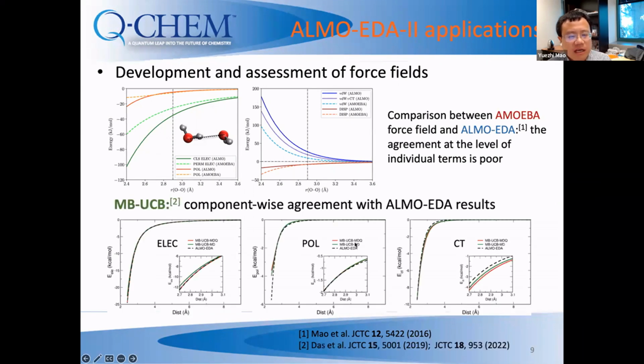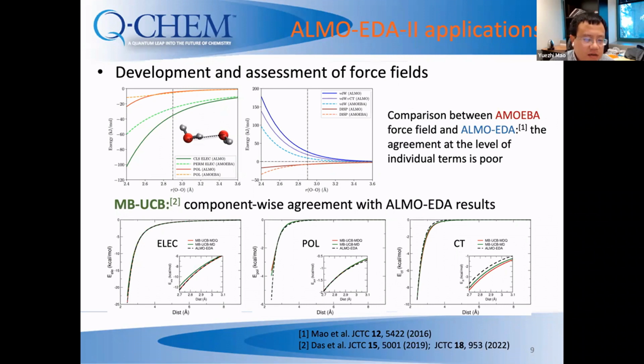And most recently, the Teresa Head-Gordon group at Berkeley developed a new polarizable molecular mechanical model called MB-UCB, and the development of this new model used ALMO-EDA data for training and also testing.